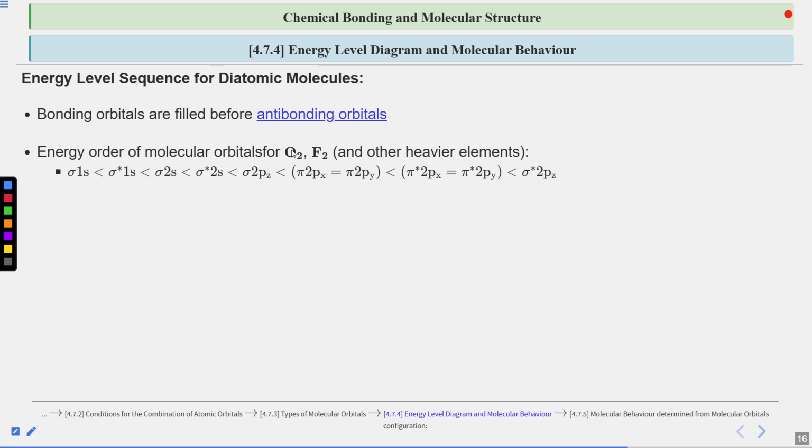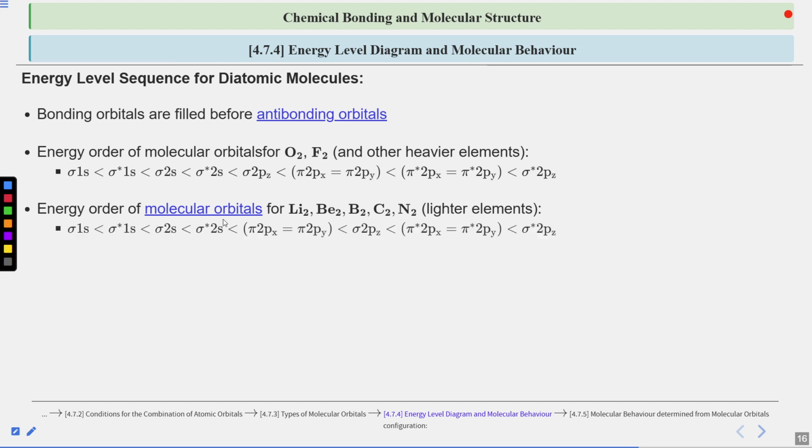So this is only true for the molecule which is formed from oxygen and from the atoms which are after oxygen. Whereas for the case of atoms which are forming the homonuclear diatomic molecule before oxygen, we have a different kind of order.